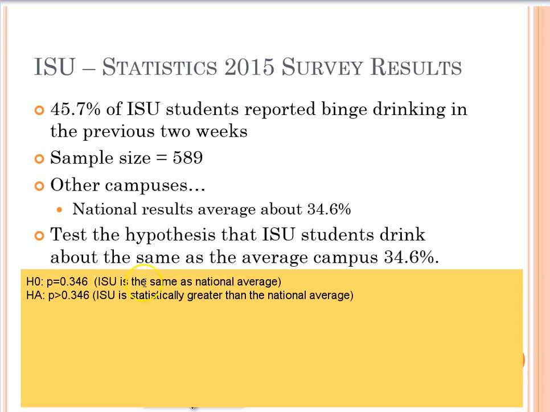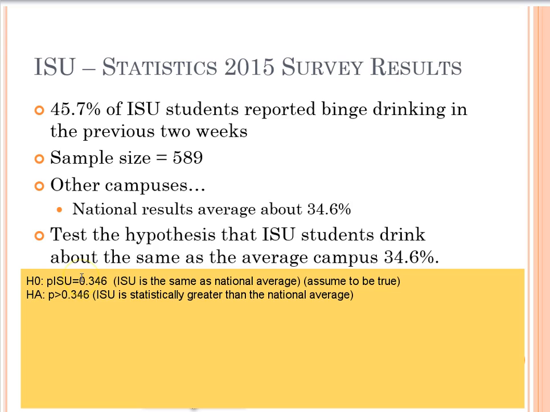So we're going to assume that ISU is the same as the national average, and then we're going to try to find evidence against it. This is what's called our null hypothesis. And the null hypothesis always has equality in it, so it always has the equal sign. So if ISU is the same as the national average, this P for ISU represents the true proportion of students who binge drink at ISU.